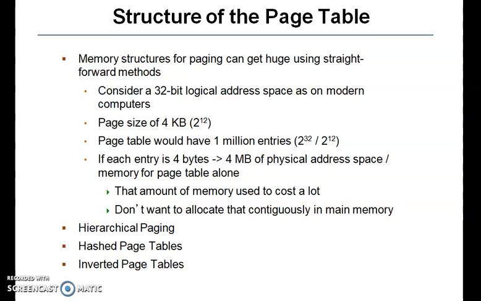The page table would have 1 million entries. That can be calculated using the formula 2 raised to 32 divided by 2 raised to 12. If each page entry is 4 bytes, we require 4 into 1 million, that is 4 MB. We require 4 MB of physical memory for the page table alone. That amount of memory costs a lot because it consumes too much space. We don't want to allocate that contiguously in main memory.